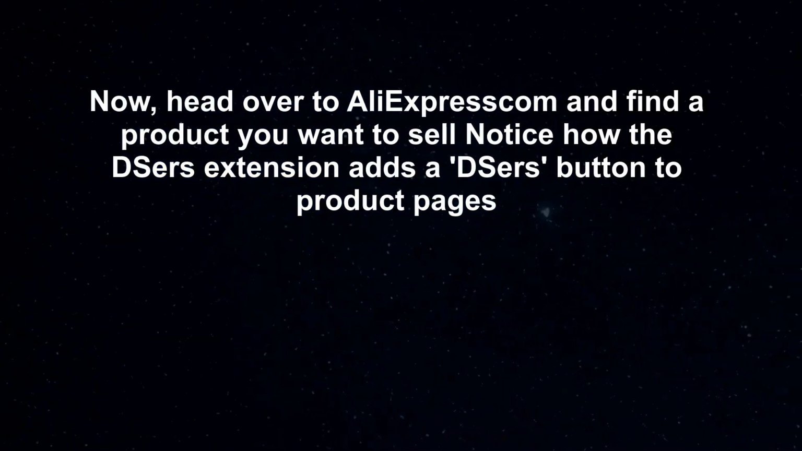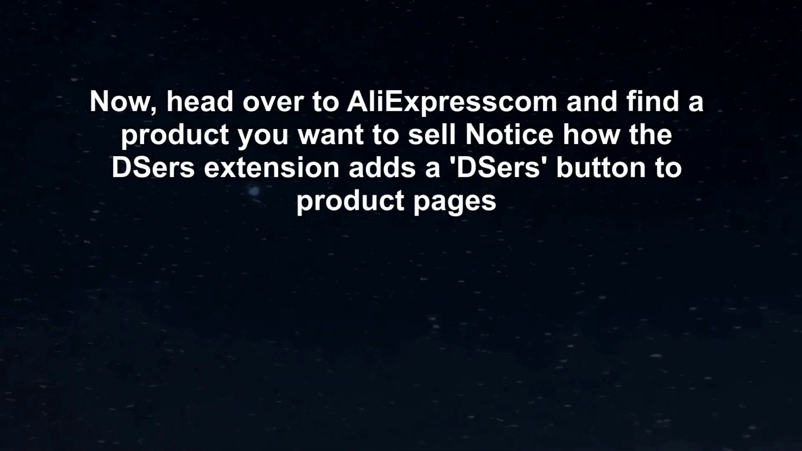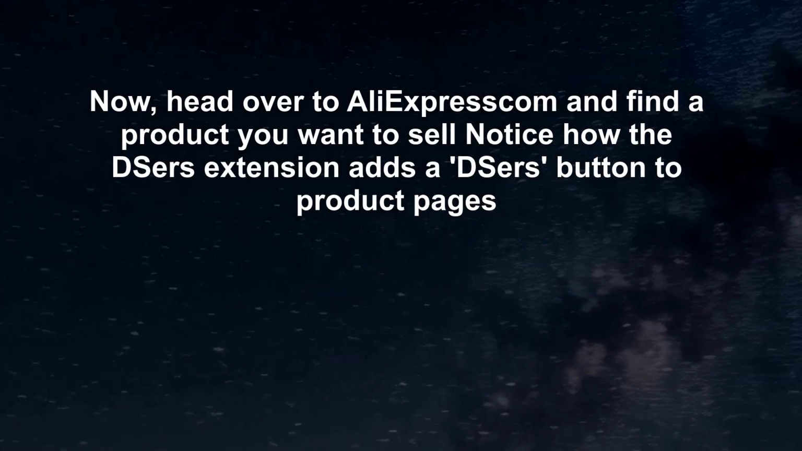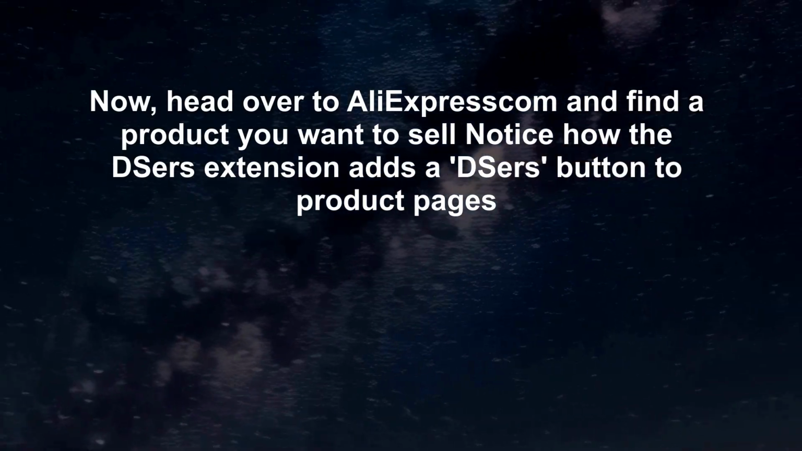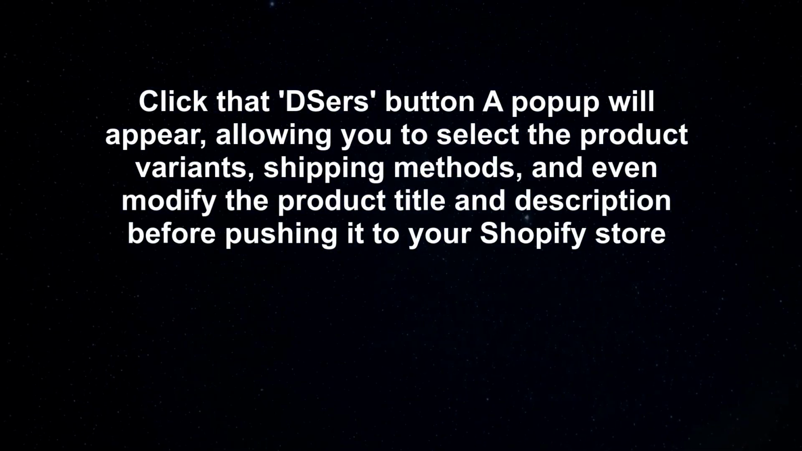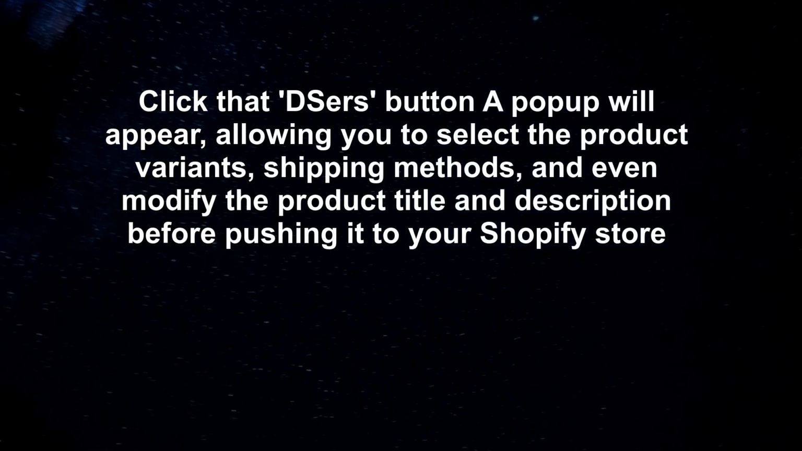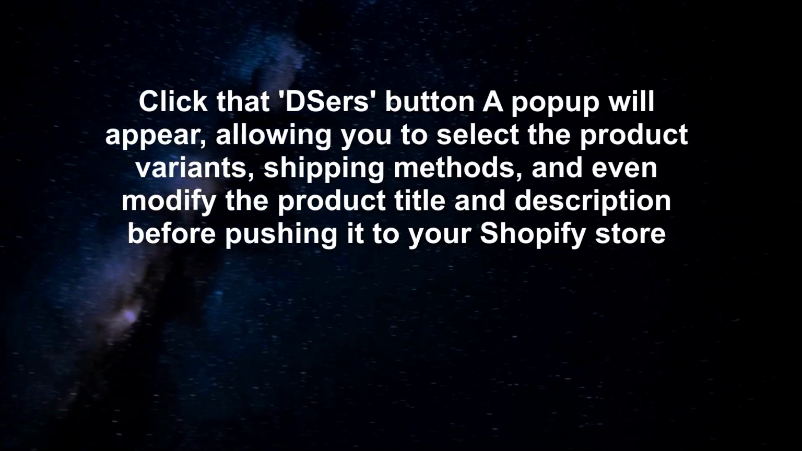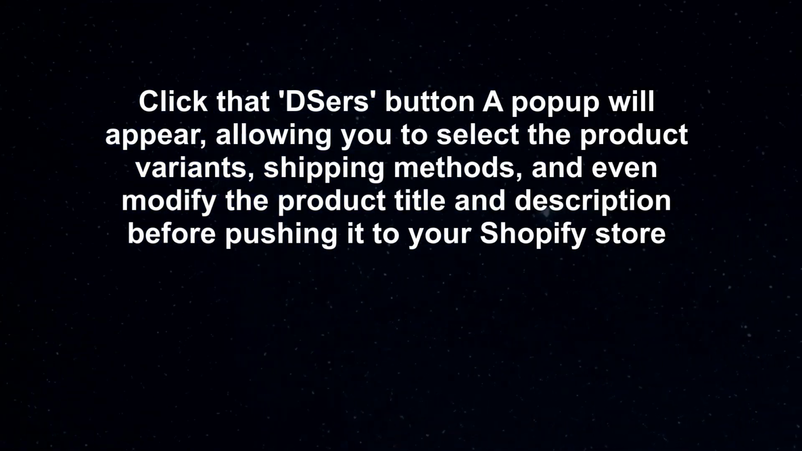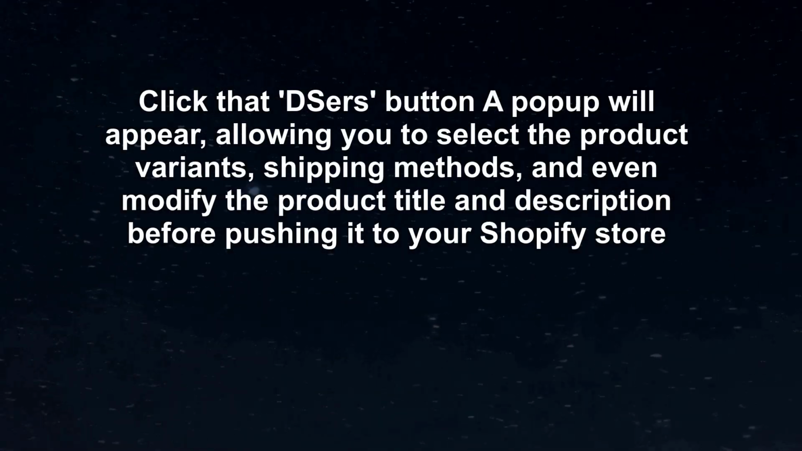Now head over to AliExpress.com and find a product you want to sell. Notice how the DSers extension adds a DSers button to product pages. Click that DSers button, and a pop-up will appear, allowing you to select the product variants, shipping methods, and even modify the product title and description before pushing it to your Shopify store.